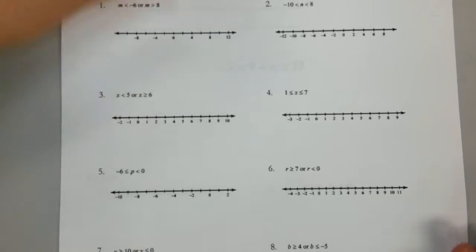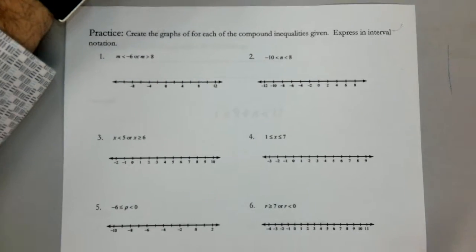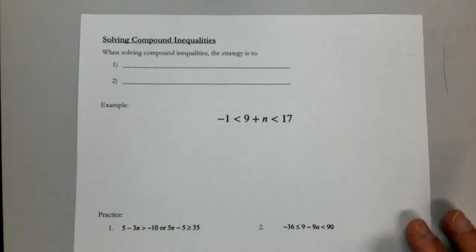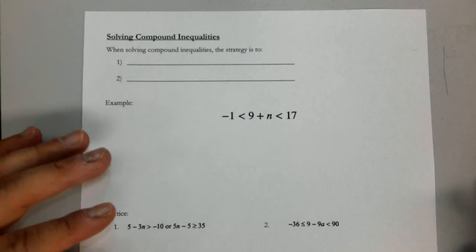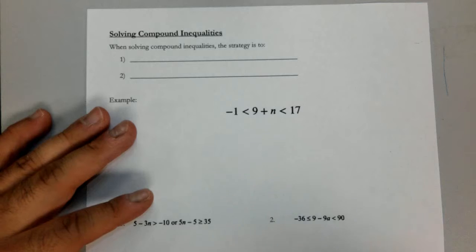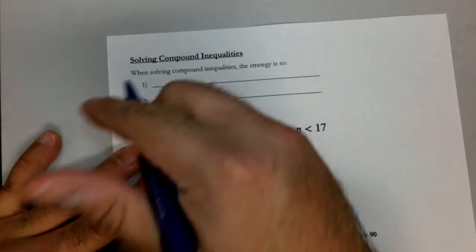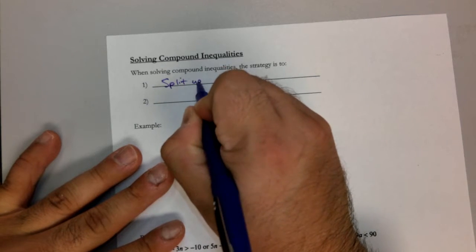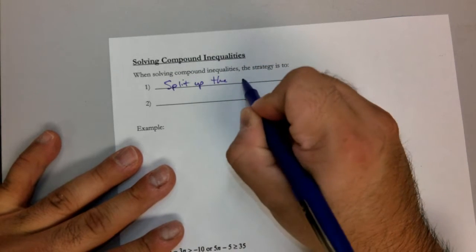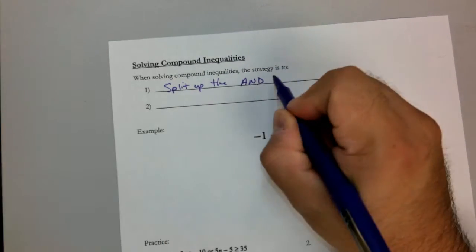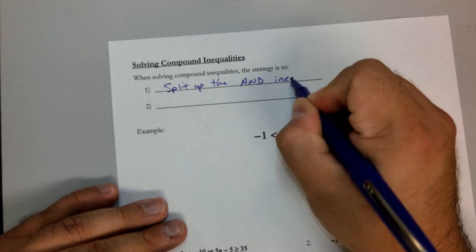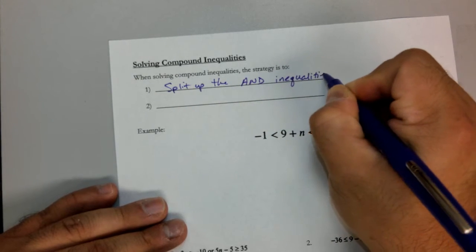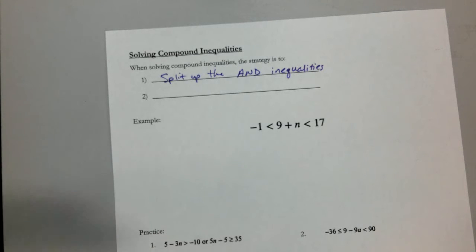Take a minute to graph these, see how you do. But let's move on to solving them. Solving them requires you to do a couple of things. One is split the inequalities up. Split up the AND inequalities. The ORs will already be split up for you, but the ANDs will not.